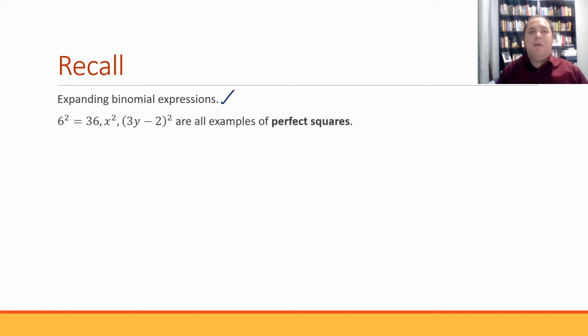But also, perfect squares are just anything that can be evenly squared. So 6 squared is a perfect square, x squared is a perfect square. Even (3y minus 2) squared, they're all perfect squares because they're all squared. That's all there is to it. That's what a perfect square is.